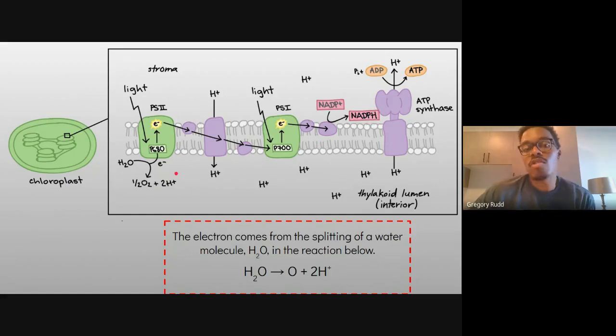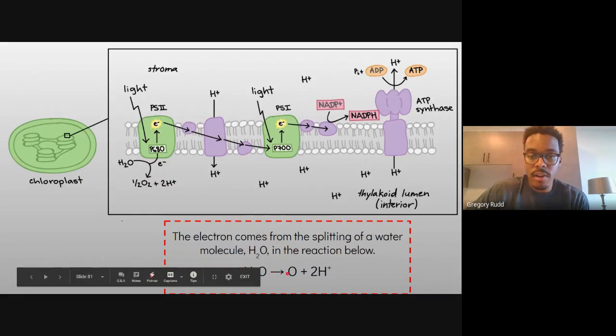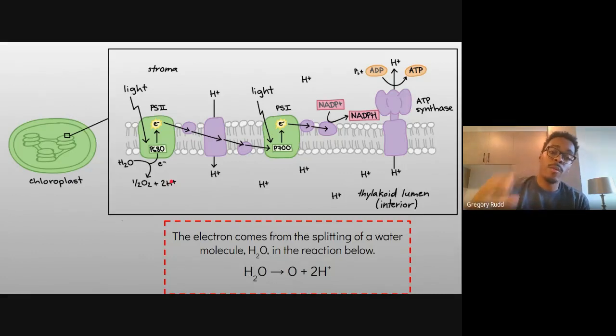So we need to start at the source of the electron. The electron comes from the splitting of a water molecule. So obviously water is a reactant in photosynthesis. Plants need water. Water is going to be split apart, as we can see in this reaction down here. H2O is split, it becomes an oxygen atom and two hydrogen ions. Hydrogen ions are basically protons, and electrons, oxygen really, really likes electrons. So we can almost think of oxygen as an electron hog. It's pulling electrons towards it.